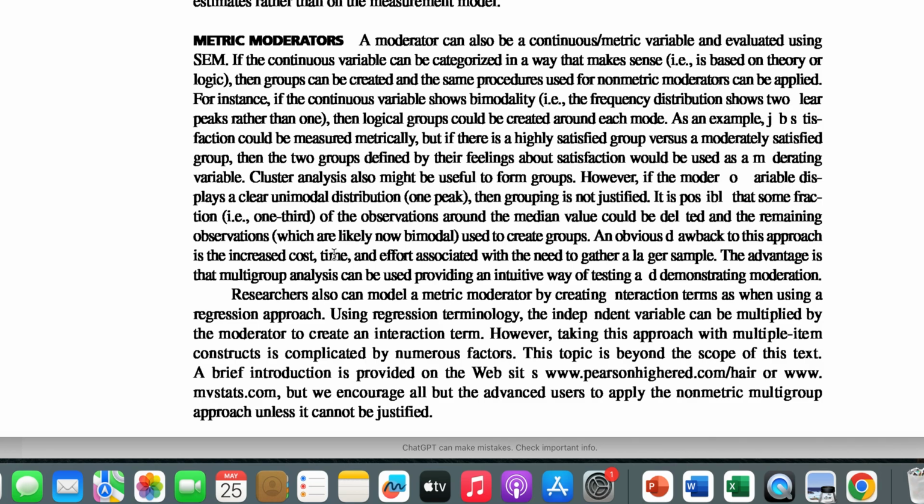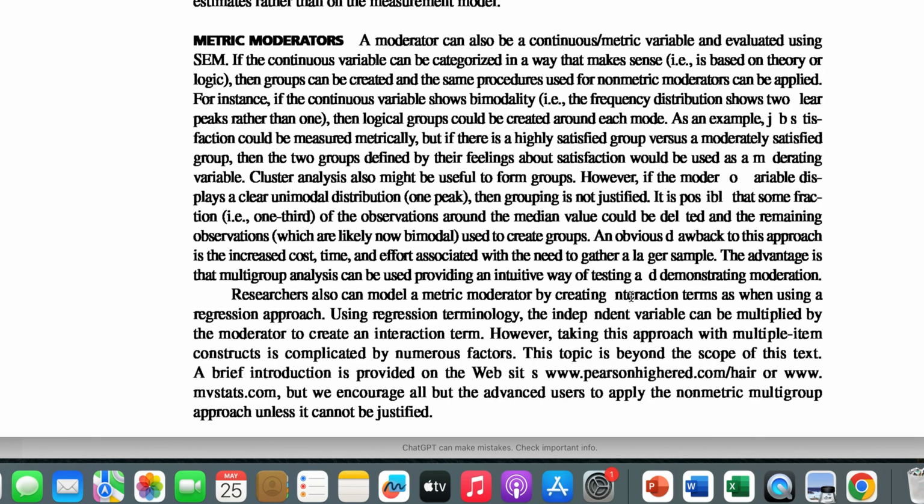Metric moderators. A moderator can also be a continuous metric variable and evaluated using structural equation modeling. If the continuous variable can be categorized in a way that makes sense, that is, based on theory or logic, then groups can be created and the same procedure used for non-metric moderators can be applied.